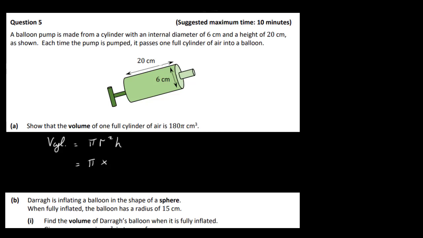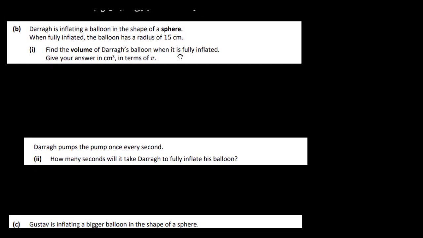We're going to take the radius, which is 3, and we've got to square that, and then multiply by the height, which is 20. So let's see, we've got 3 3s are 9 and 2 9s 18, so it's 180 pi centimeters cubed. Okay, so we've done that. Okay, so let's look at the next part then, part B.